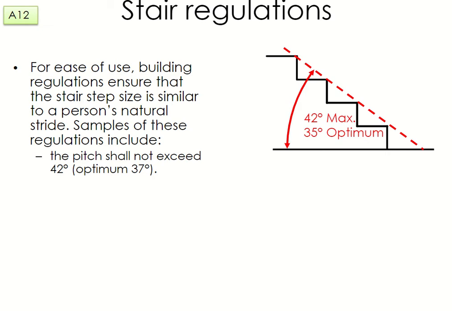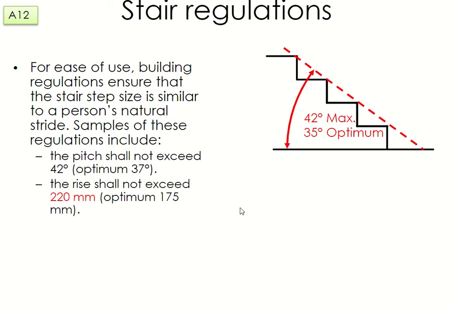So it has to be similar to a person's natural stride or natural walk. Examples of this would include that the pitch should not exceed 42 degrees. You can see here we're looking at the dotted red line. The pitch of that there is 42 degrees. Optimum is 37 degrees, so it should say 37 in here.